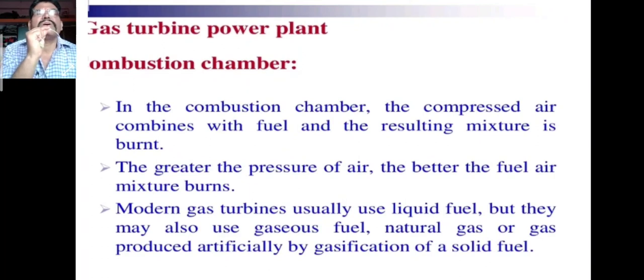Now this is the actual combustion chamber. What happens in the combustion chamber? The compressed air combines with fuel and the resulting mixture is burnt. The greater the pressure of the air, the better the fuel air mixture burns. Modern gas turbines usually use liquid fuel, but they may also use gaseous fuel, natural gas, or gas produced artificially by gasification of solid fuel.